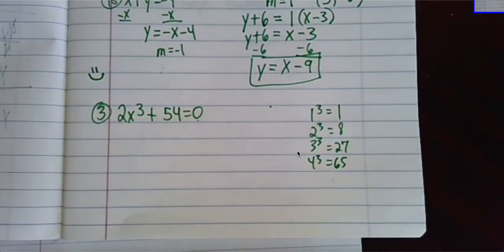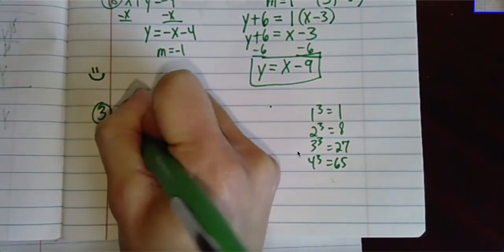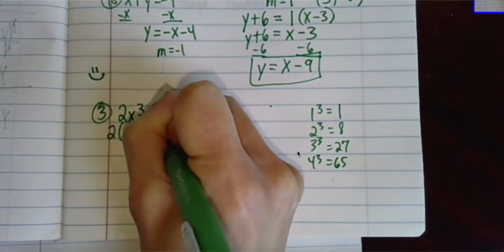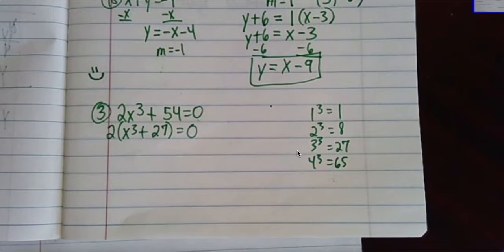Yes. So I can basically pull this 2 out, and I would have x to the third plus, what's 54 divided by 2? I'm guessing it's 27. Okay, write this down. Now you just divided everything? I just divided everything. Yeah, factored out that 2. They were divisible by 2.